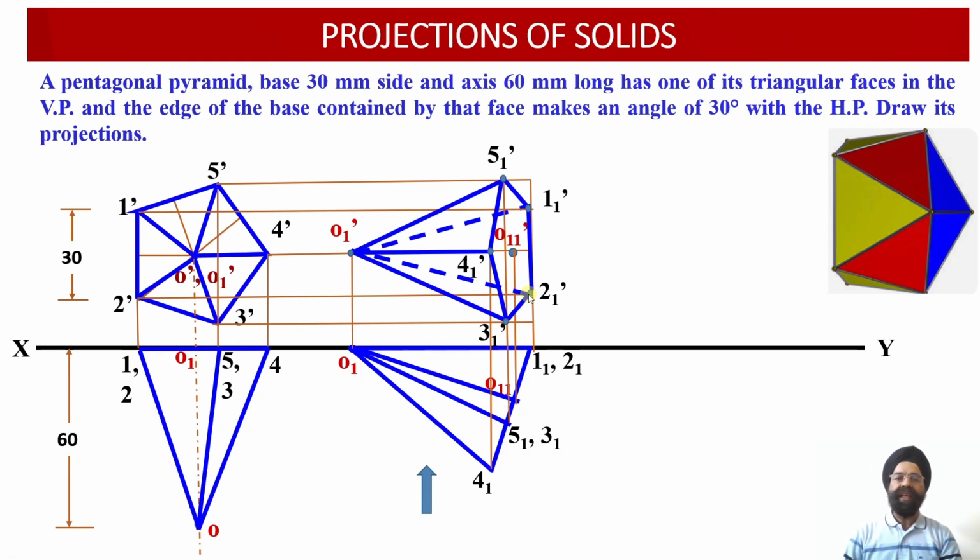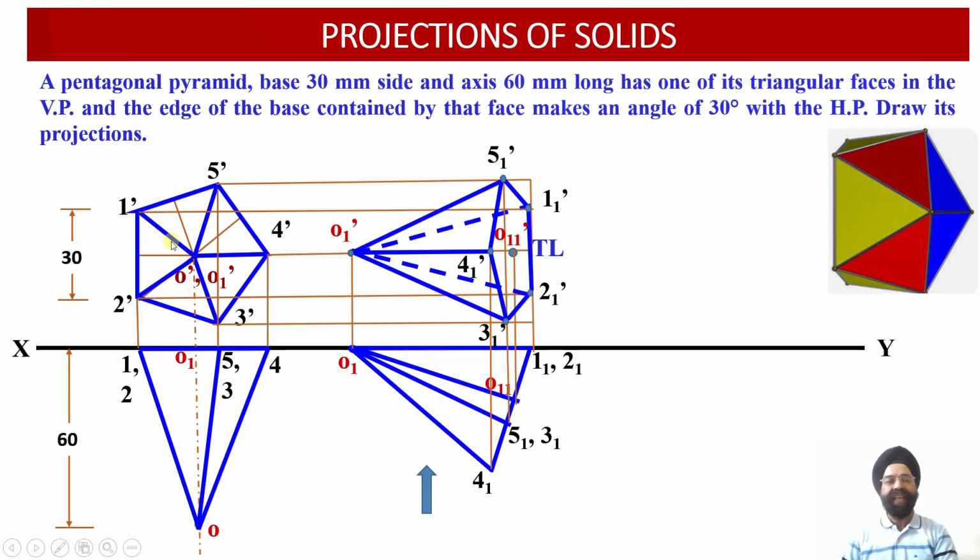So with this, we have completed the construction of the front view projections of this pentagonal pyramid when one of the triangular faces is lying in the vertical plane. Now in this front view projection, one thing we need to understand: this is the edge 1 1 dash, 2 1 dash. This is the edge of the base which is contained by this slant edge.